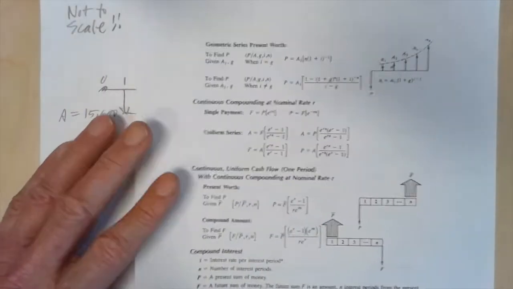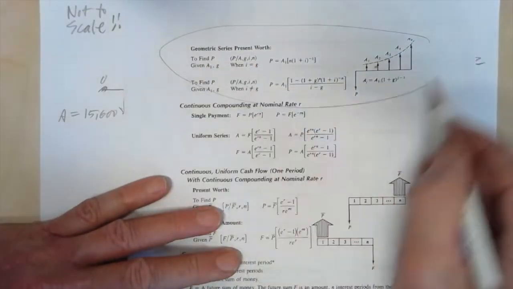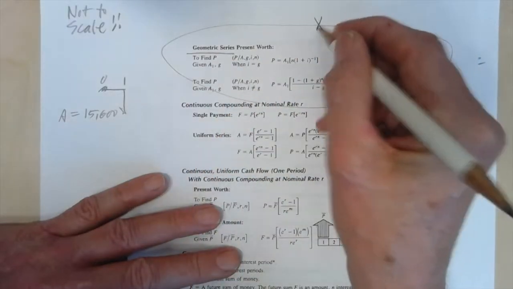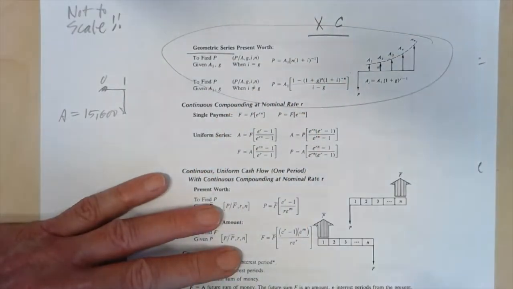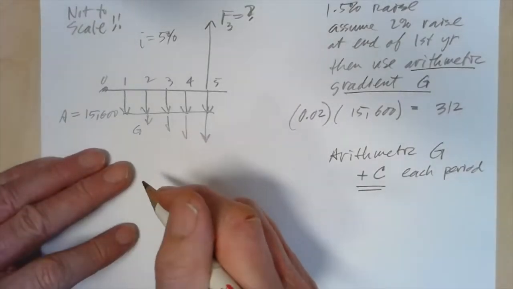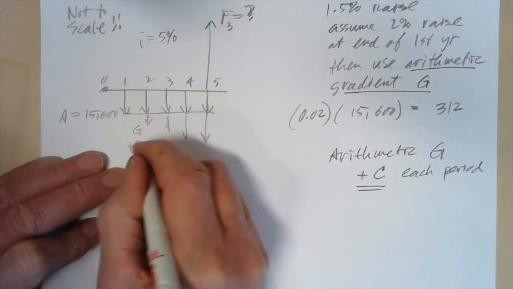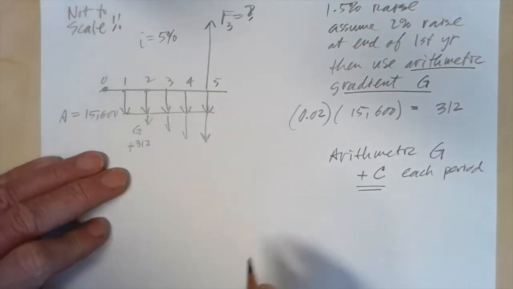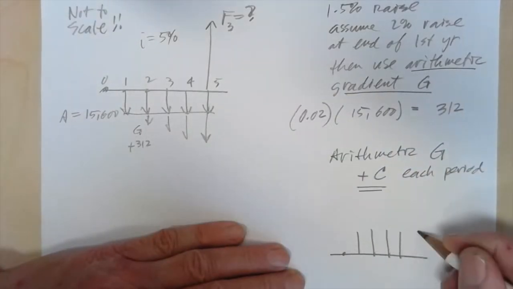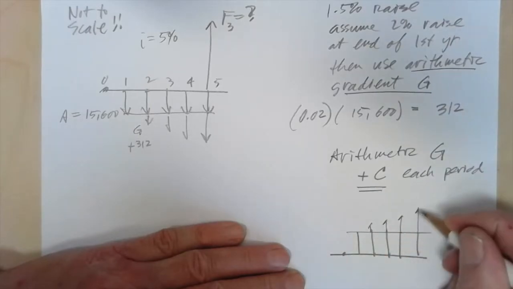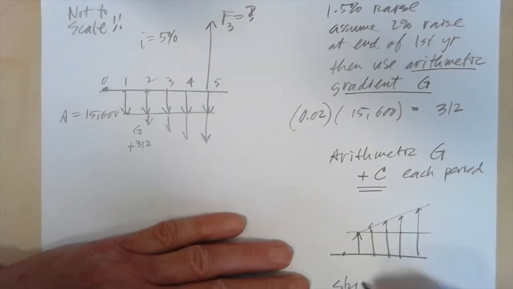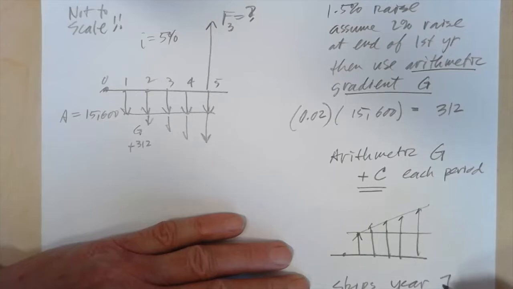On the back side of his equation sheet, there is a geometric series present worth, which is really the geometric gradient, which means you multiply it by a constant at the end of each year. Okay? All right. So what we're going to be doing is this. We're going to be adding $312 at the end of year 2. A gradient is intended to be built upon a uniform series, whether it goes up or whether it goes down. And that's why it skips the first year. It skips year 1 or period 1.